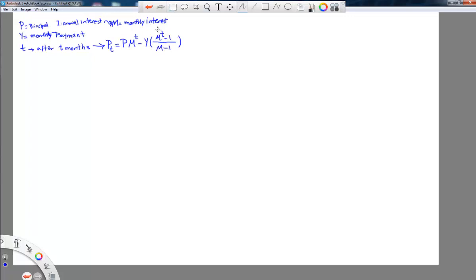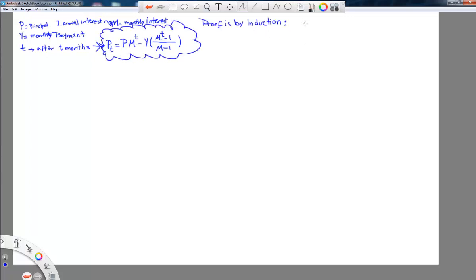So we want to prove this. We want to prove that if you had taken out P dollars from the bank, and you agreed to pay Y dollars every month with a monthly adjusted interest rate of M, then after T months you will owe this much money to the bank, and so you're paid off when this money becomes zero or effectively negative. So we want to prove this by induction. So what I'm attempting to prove is this equation.